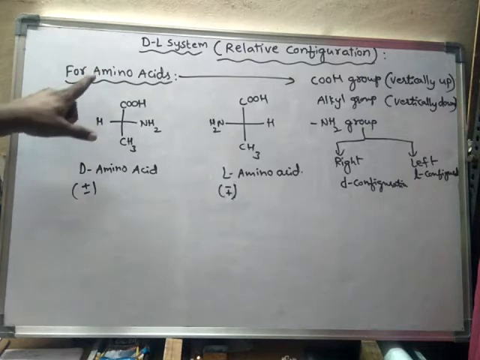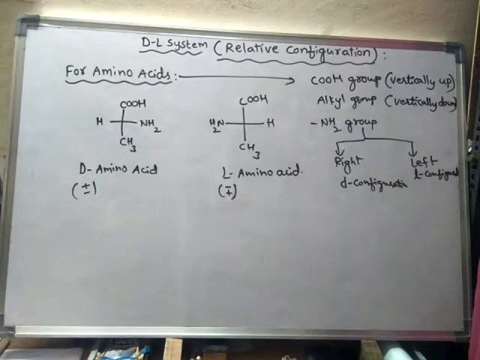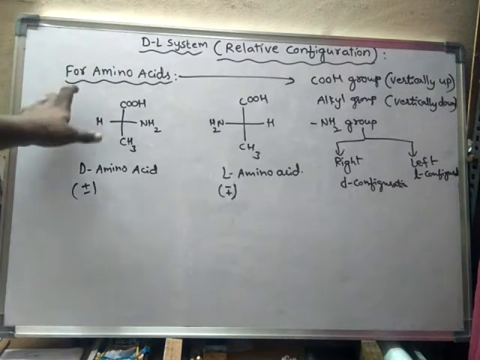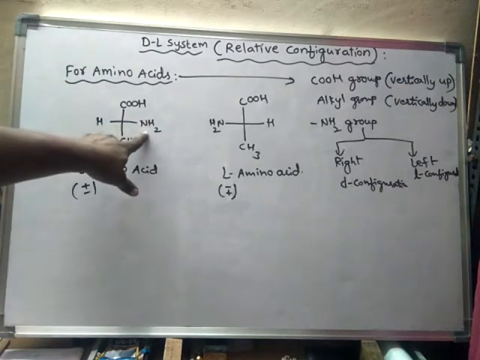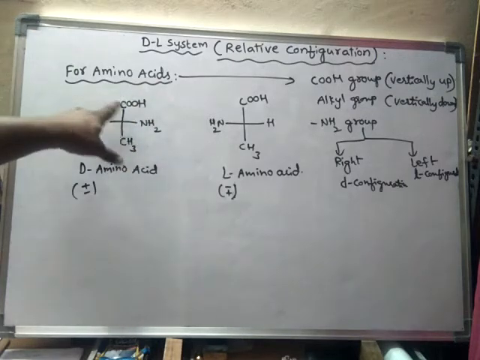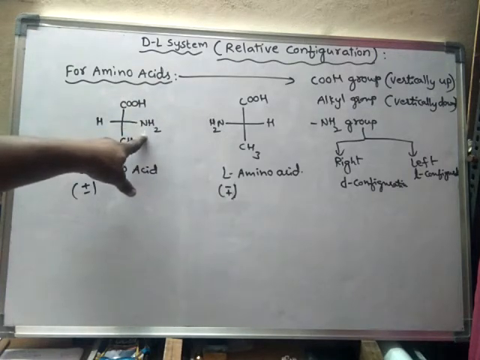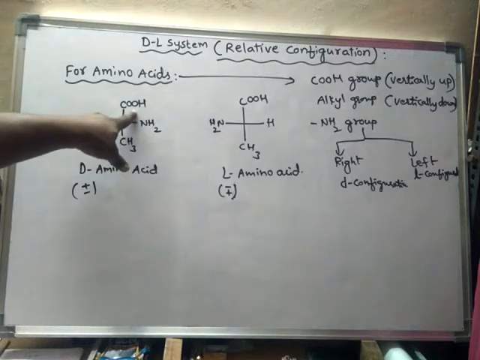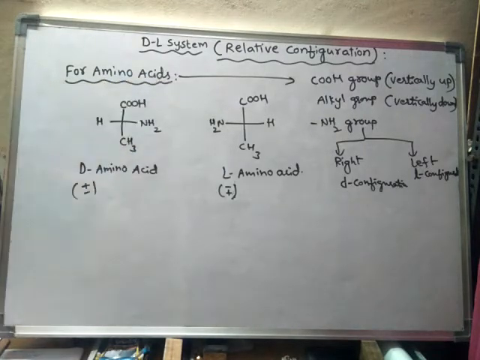So for amino acids, how is the DL system used? Generally, amino acids are the molecules which contain an amine group, NH2, and a COOH group. So this is the acid group and this is the amine group. As the molecules contain amine and acid groups, they are said to be amino acids. Actually, amino acids are the building blocks of proteins. There are several types of amino acids in nature.